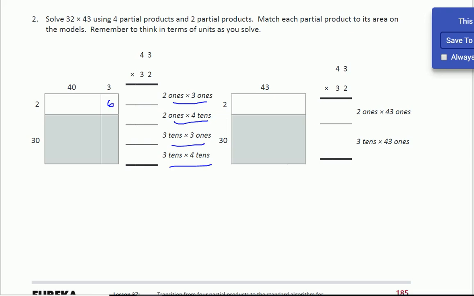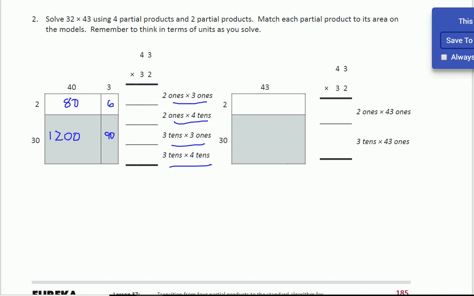And then we'd have 2 times 4 tens, which would be 8 tens, or 80. And then down here we have 3 tens times 3, which would be 9 tens, or 90. And then we have 3 tens times 4 tens, which is 12 tens. Now, what is 12 tens? I'm sorry, 12 hundreds. 10 times 10 is 100. Ooh, made a big boo-boo. Tens times tens are hundreds. 4 tens times 3 tens is 12 hundreds. Write it out with words, but I'm going to go ahead and write it in.